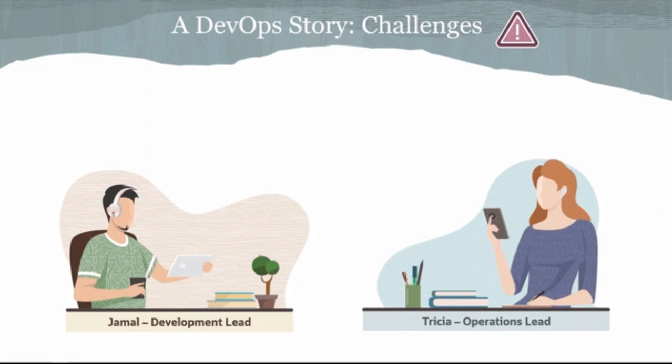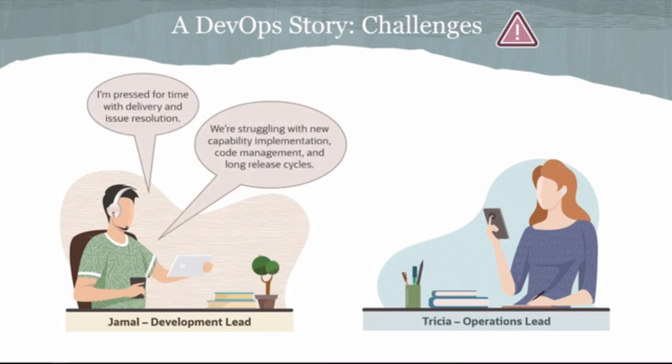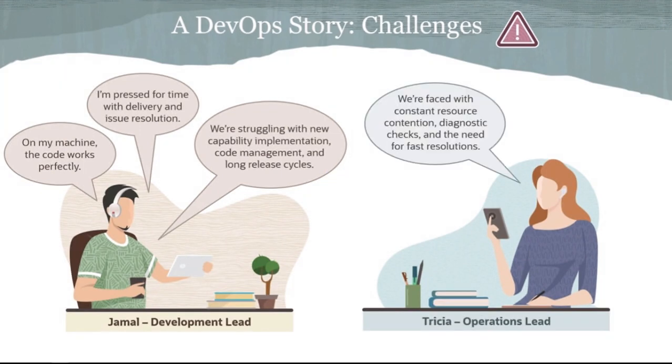The relationship between developers and IT operations is often adversarial. Typical challenges for developers such as Jamal include being pressured for on-time delivery, grappling with issue resolution, implementing new application capabilities, ongoing need for code management, and long and slow software release cycles. Typical challenges for operational leads such as Trisha include resource contention, analysis and diagnostic checks, fast issue resolution, constant demand for redesign, and keeping up with the customer request to edit or tweak.